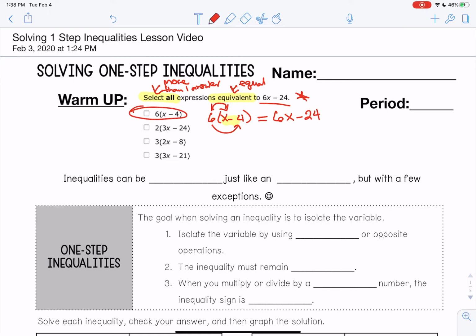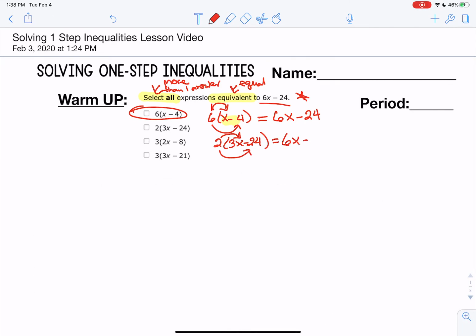Okay, now let's try the second one. The second one we have 2 times 3x minus 24. And we're going to multiply that 2 with the 3x and we get 6x minus 2 times 24, which is 48. That does not match 6x minus 24, so this one does not work.